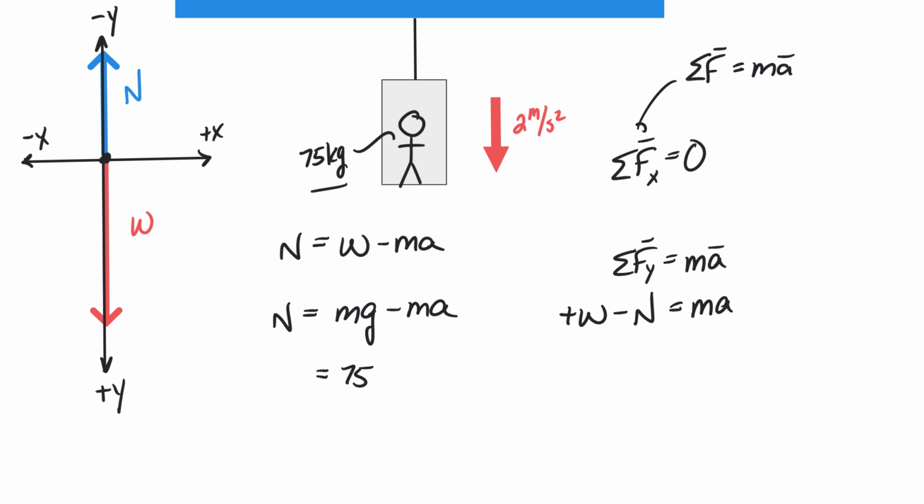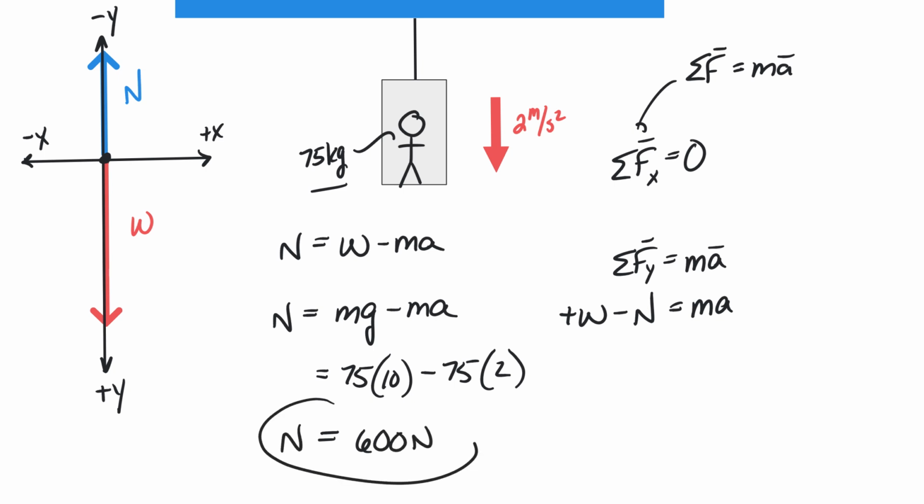Mass was 75, g is 10, minus 75 times 2. Any questions? 750 minus 150 gives me 600. The floor presses upwards with 600 newtons of force. It's pretty straightforward. Now keep in mind, my body is 750 newtons of weight.